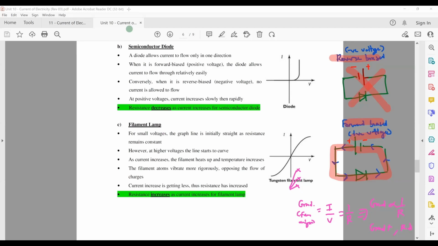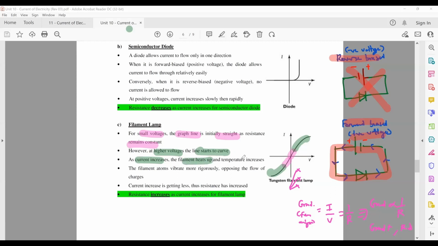At small voltages, the graph is straight as resistance remains constant. So it's actually straight initially. But then when you go towards higher voltages, the line will start to curve, like what you're seeing here. Now, the reason why it starts to curve is because when your current increases, your filament lamp will heat up.